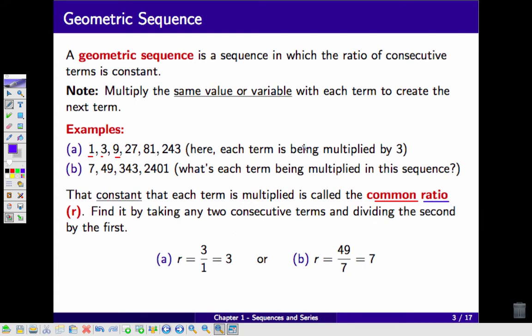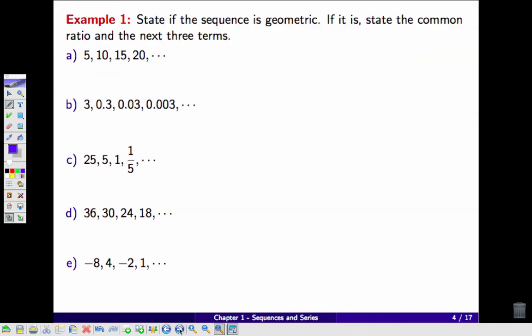Okay, common ratio. If you look at this sequence on letter A, we have 1, 3, 9, 27, all the way to 243. Here you can see each term is being multiplied by 3. Or you could say 3 divided by 1 is 3, 9 divided by 3 is 3, 27 divided by 9 is 3. So here r, as you can see down below, is 3. That's the common ratio. So there's no more common difference, and that is what a geometric sequence is.